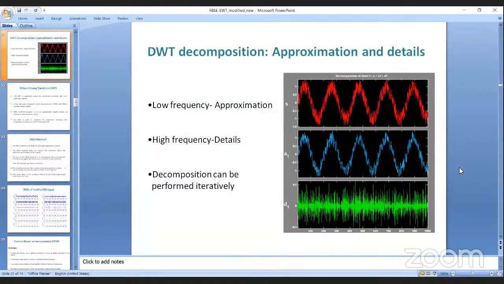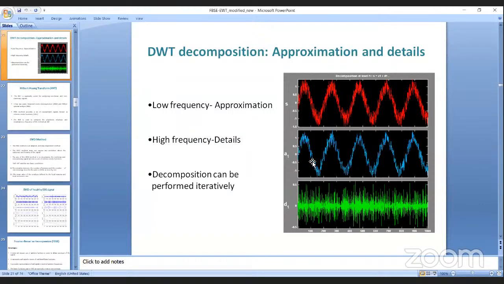So this is one example here, if you see the DWT decomposition for approximation and detail. At the first level, you can see the signal has noise, and if you decompose this signal into first level by using the discrete wavelet transform, then you have a nice approximation and detail. The detail belongs to the high frequency component, which is one kind of noise, and you can remove it from the decomposition and reconstruct the signal from the approximation.